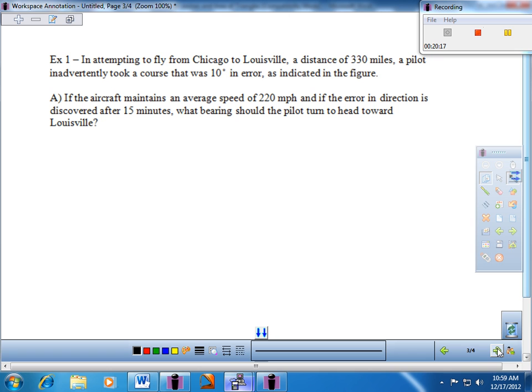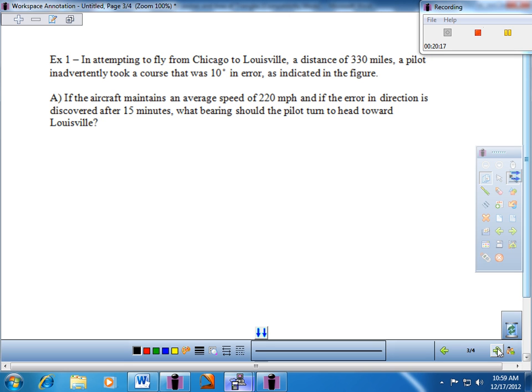Let's try it out. I think you have a diagram on the back that helps us out with this. So I'll be going page to page here, and we'll see what we can do. So in attempting to fly from Chicago to Louisville, a distance of 330 miles, a pilot inadvertently took a course that was 10 degrees in error, as indicated in the figure. Okay, so we'll get that figure momentarily. If the aircraft maintains an average speed of 220 miles per hour, and if the error in direction is discovered after 15 minutes, so after a quarter of an hour, what bearing should the pilot turn to head toward Louisville?